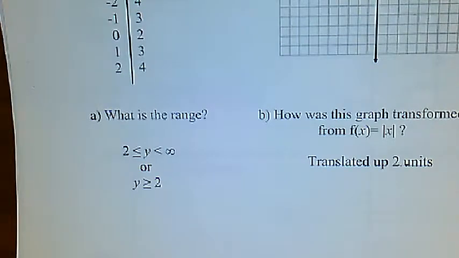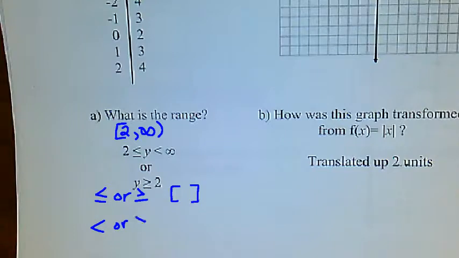Okay? Another thing I want to talk about is notation. So another way I could write this would be 2, comma, infinity, and this would get a parenthesis. If I have greater than or equal to, that would be the same thing as brackets. If I have greater than or less than, this is going to be parentheses. And we'll talk a little bit more about this, okay? And then again, it went up 2 units.